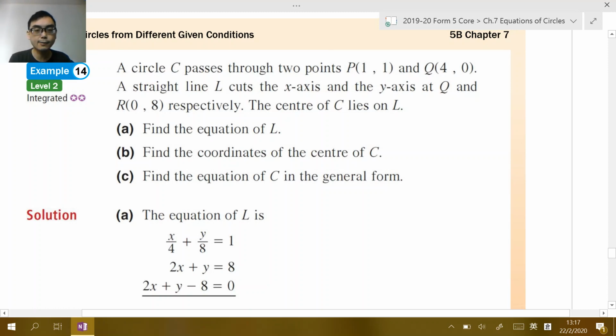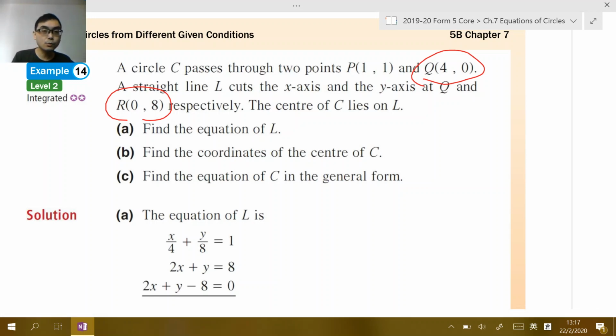A straight line L cuts the x-axis and y-axis at Q and R(0, ...) respectively. The center C lies on L. A. Find the equation of L. So in this question, you can see that we say the straight line L. In the second sentence, it says L cuts the x-axis and y-axis at Q and R respectively. Because for the line L, you have got 2 points already, which are Q and R. So what you need to do is use these 2 points to set the equation of the straight line.